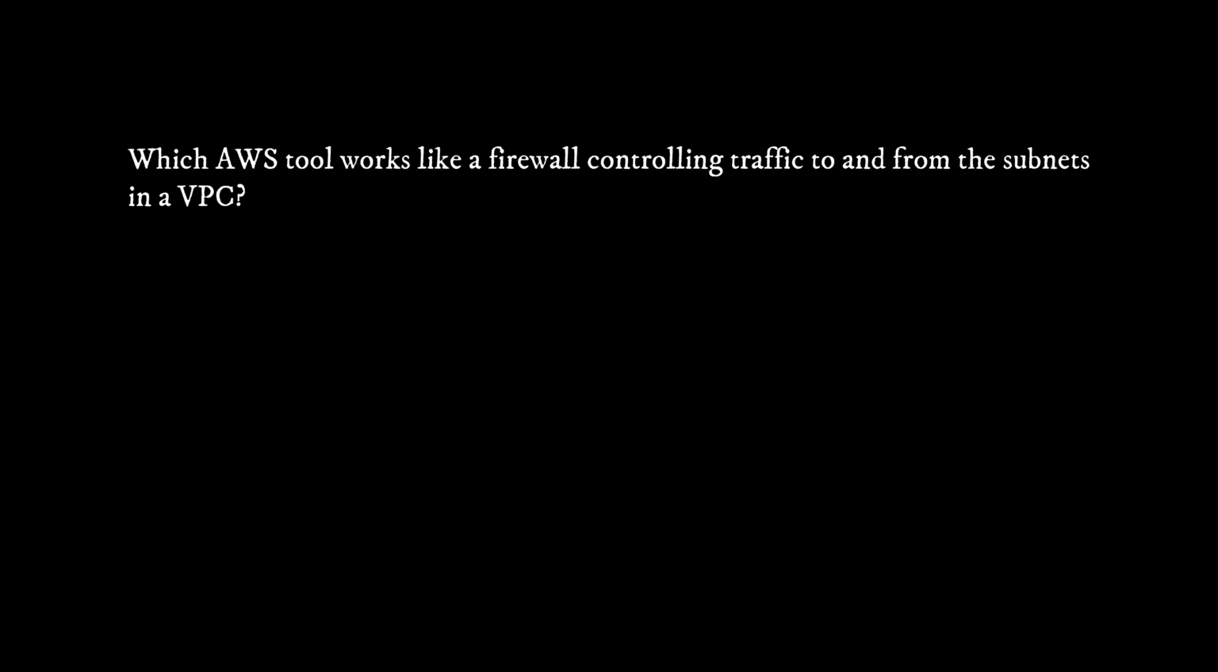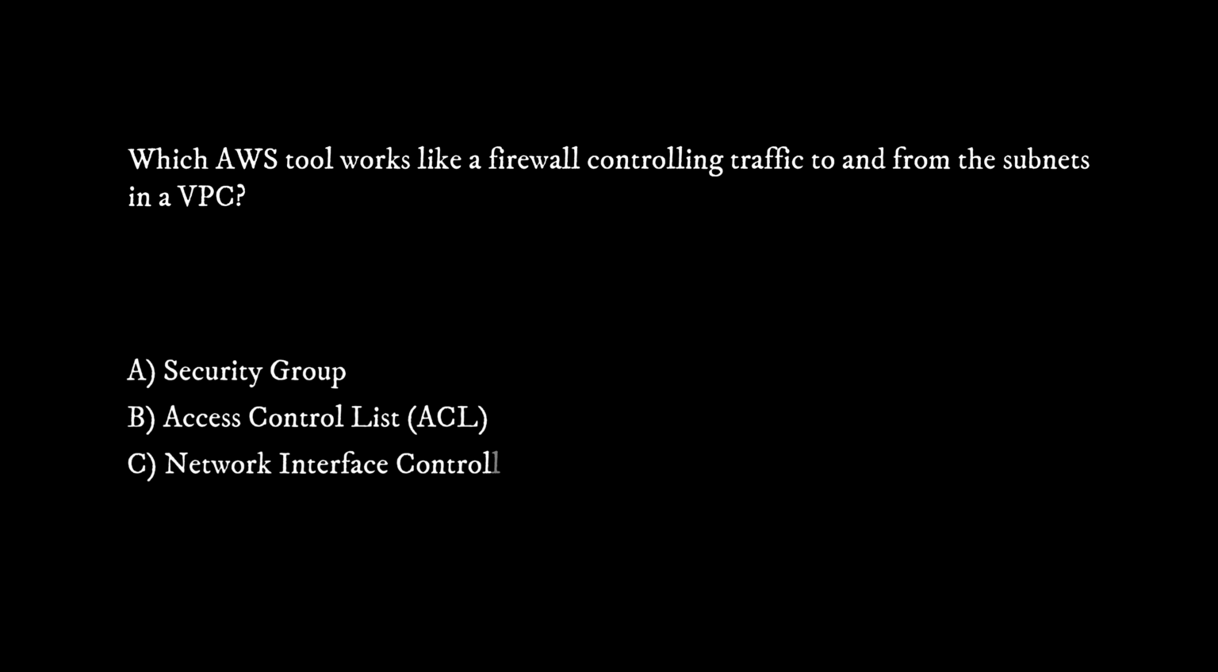Let's look at what a question in the exam could look like before summarizing what we learned today. Question 1. Which AWS tool works like a firewall, controlling traffic to and from the subnets in a VPC? A. Security group. B. ACL. C. Network Interface Controller, or D. Availability Zone.